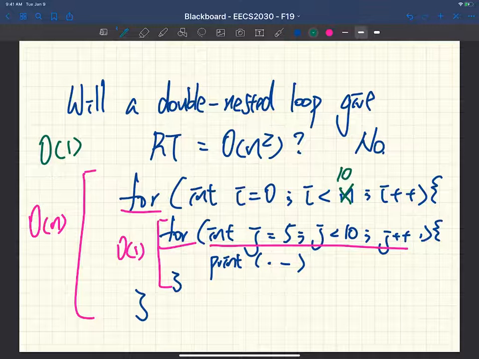So I know some of you might tend to be a little bit lazy. You just see how many nested loops I have, so I will just give you the power of that. It's not going to work always. Okay, be careful.